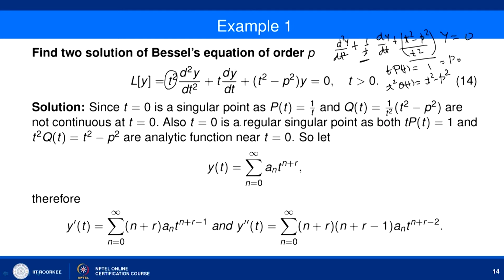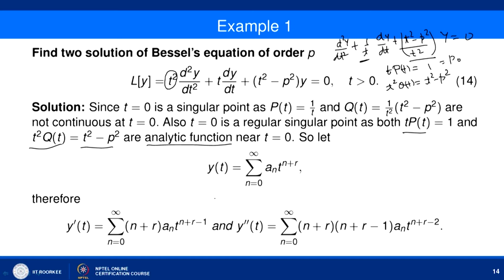Now t equal to 0 is a regular singular point, as both tpt and t square qt are analytic functions. So here tpt is 1 and t square qt is t square minus p square, and both are analytic functions, or we can say that both have Taylor series expansion near t equal to 0. So it means that it satisfies the condition which we have discussed earlier, that t equal to 0 is a singular point and t equal to 0 is a regular singular point.